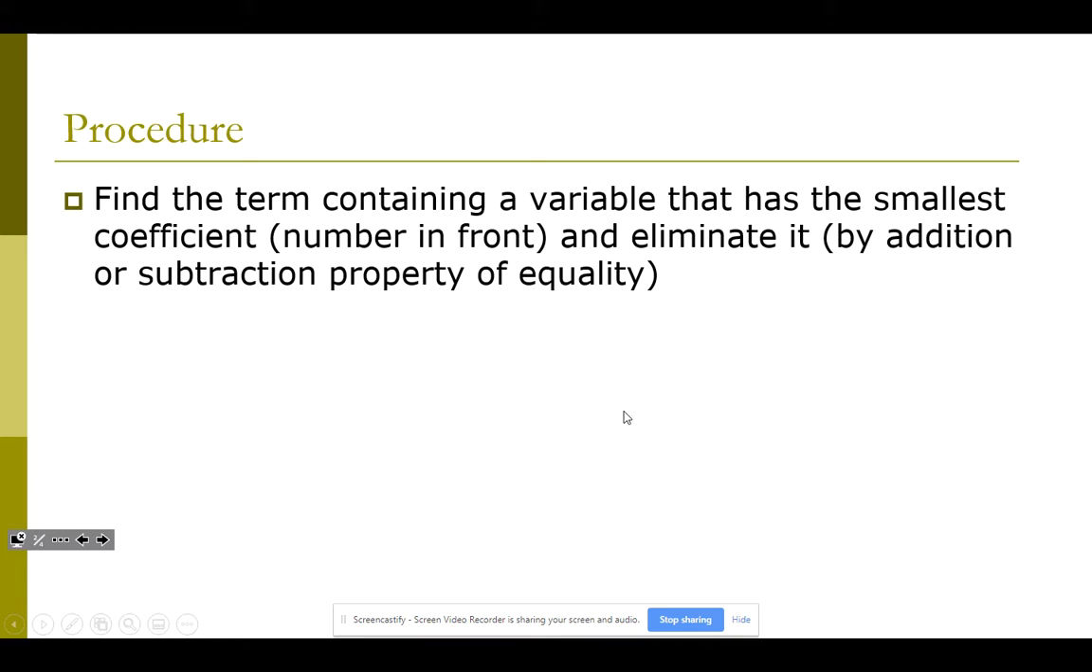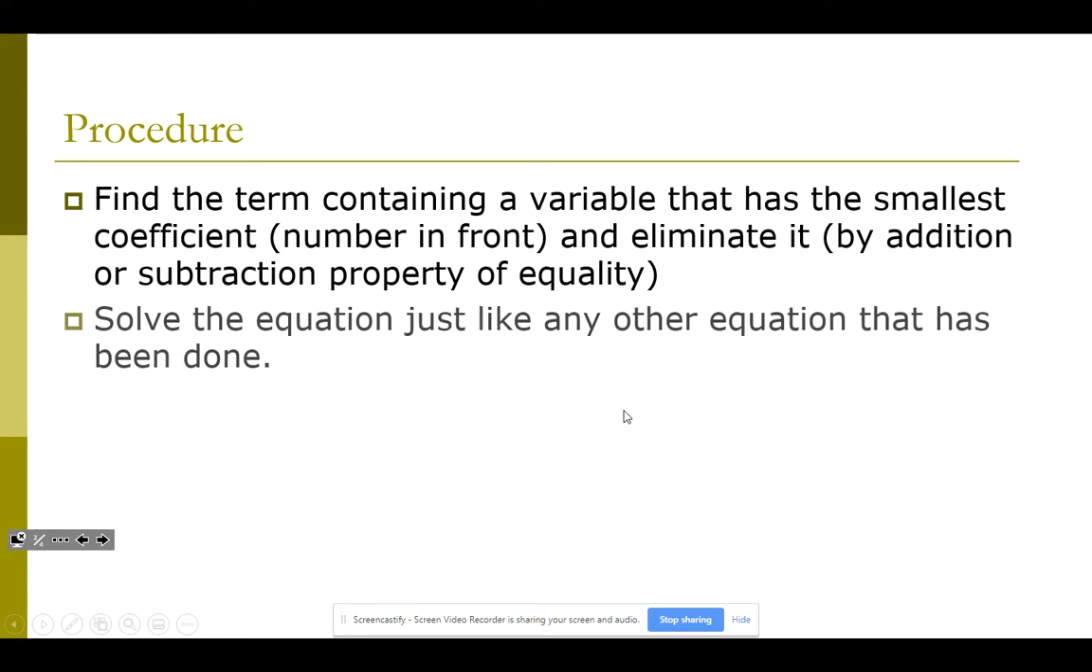And you want to eliminate that particular term using the addition or subtraction property of equality, whichever one is necessary. From there, you'll solve the equation just like you would any other equation that has been done so far. Let's take a look at some examples. One I will do with you, and one you'll do on your own.